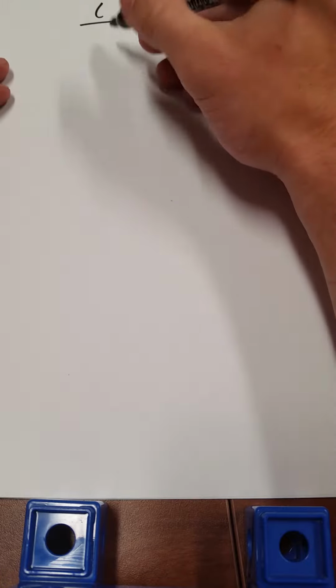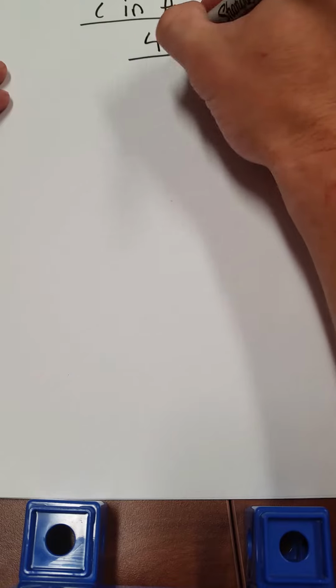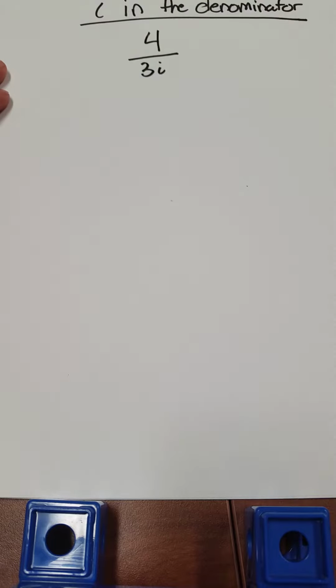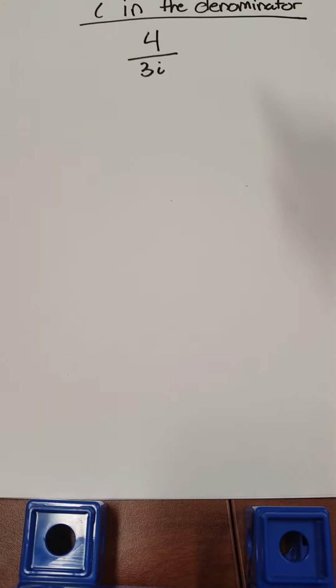All right, so we've added complex numbers, we've subtracted complex numbers, we've multiplied complex numbers. Now the last thing that we're going to look at is dividing complex numbers. So we have to address the issue of what happens when we have an i in the denominator. So let's say it's like 4 over 3i. So there's not anything else in the denominator except just a number and an i. They're right next to each other.